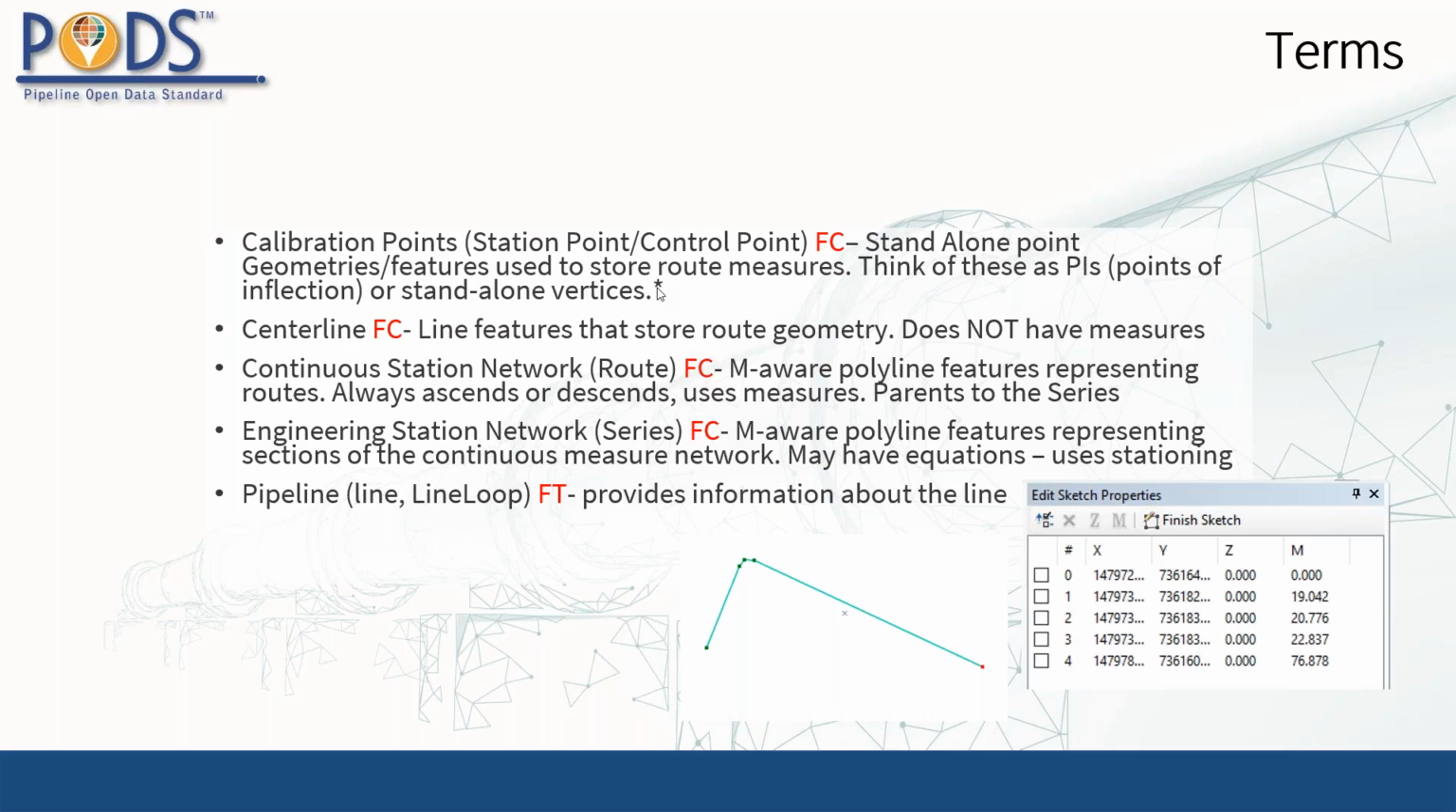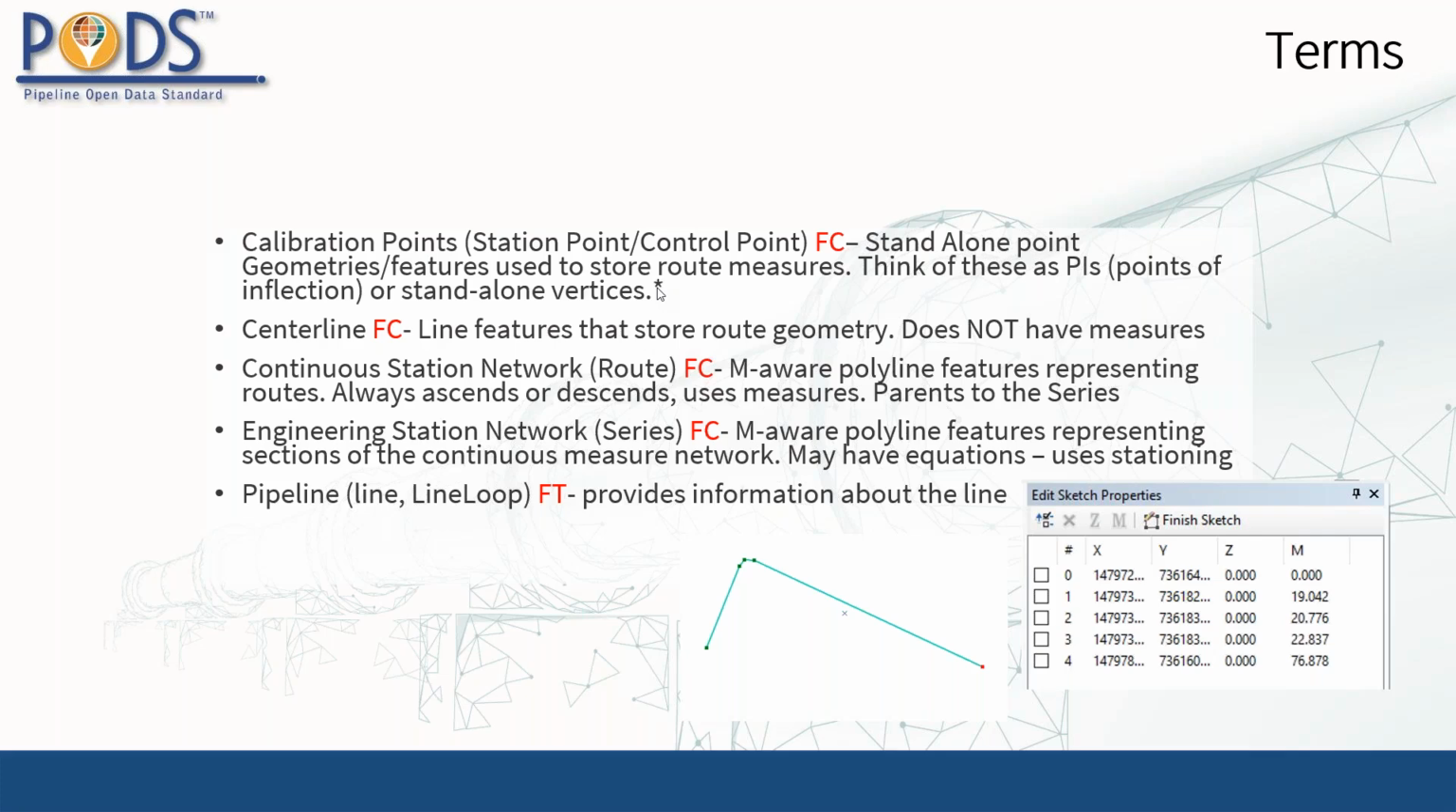So this particular line starts at 0, and where the red point is, it's 76.88 feet, right? So this line is 76.88 feet long. If this line were in your Centerline feature class in PODS, you would not see an M value. All you would see is a centerline. Imagine just creating a polyline feature class on your map with no measured values, okay?